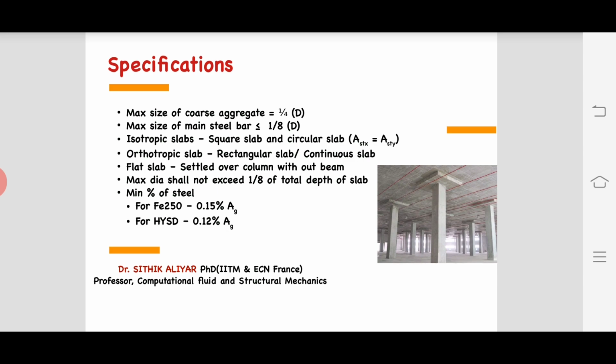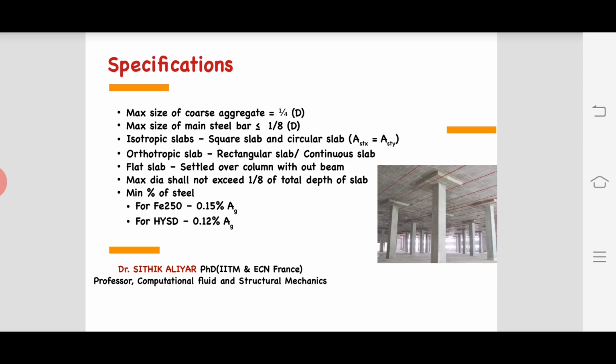I have shown one figure at the side, you can pause and zoom it. It is nothing but a flat slab, meaning the slab is directly resting over the column. Okay, there is no beam at all. That is called a flat slab. It's a revolution in design nowadays, because we are not providing any beam, so we are saving huge economy, and there is no congestion, easy construction. So flat slabs are quick and economical.